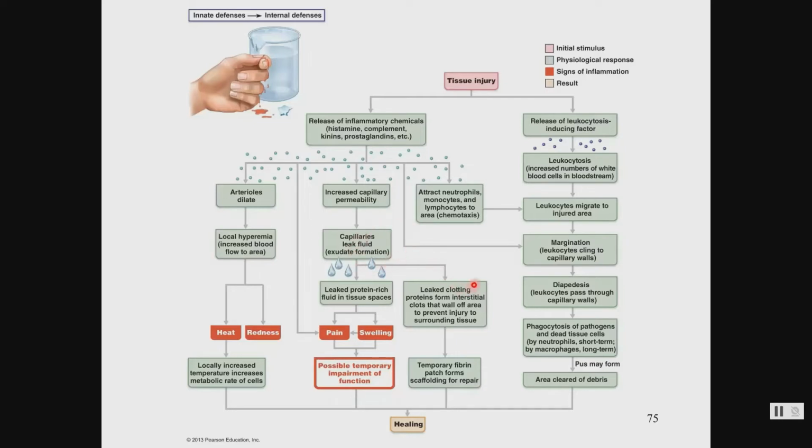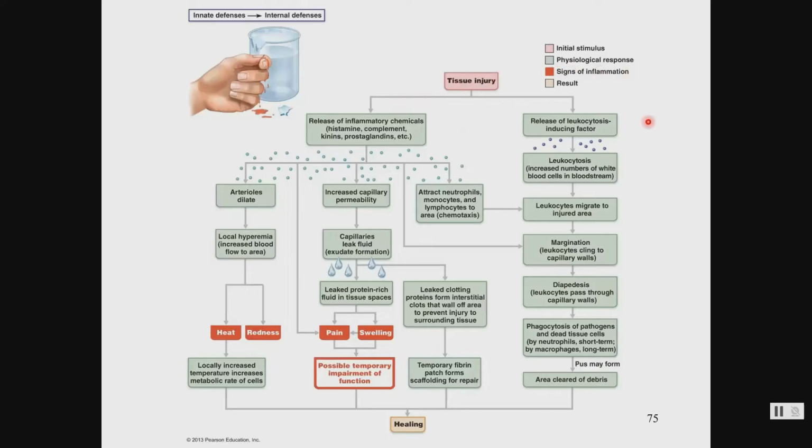What's leaking out too, we get those clotting proteins that help wall off that area of an injury. So it's a temporary fibrin patch, and then also that scaffolding for repair. So the whole idea is we bring about healing. We've brought in the white blood cells.